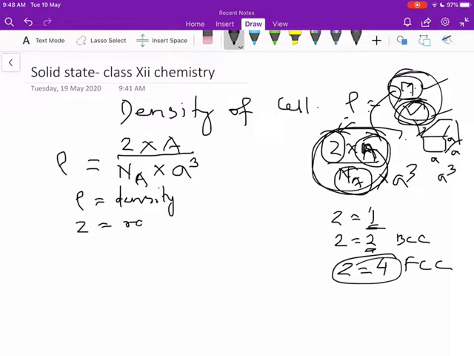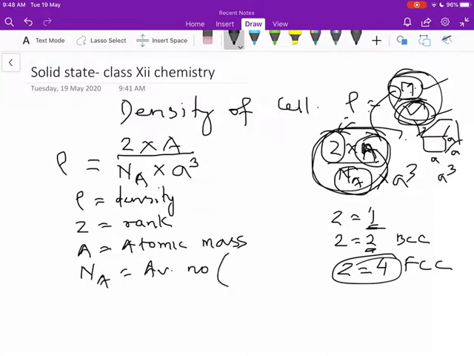Then Z stands for the rank, which means the total number of particles present in that particular unit cell. A stands for the atomic mass of that particular element. Then you have the next one as NA, which is your Avogadro's number. So I hope you still remember what Avogadro's number is. It is equal to 6.023 into 10 to the power 23. Don't get confused with this 3.